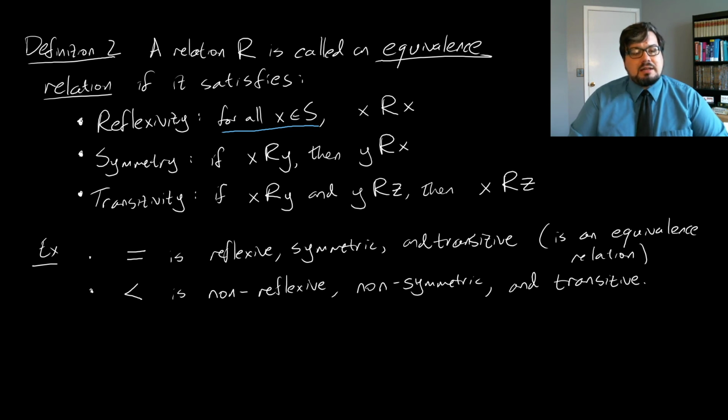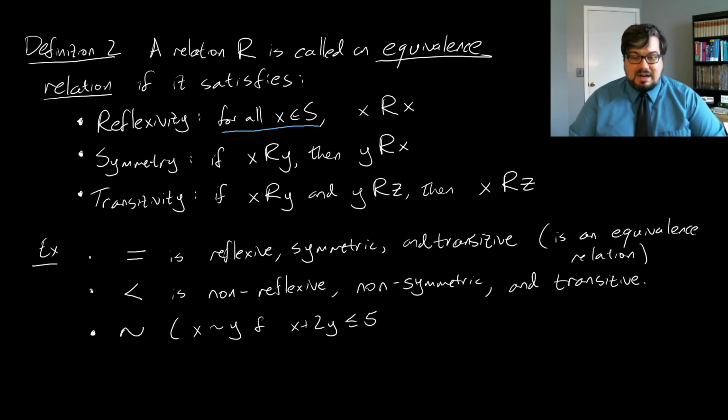Now I want to point out something that we need to be careful of. Let's look at the tilde relation from last time. So remember that this says that x is related to y if x plus 2y is less than or equal to 5. Now, it's important to remember that these conditions for reflexivity, symmetry, and transitivity are for all types of statements. It's not enough for these statements about the relations to hold some of the time, they have to hold all of the time in order for us to say the relation has this property.